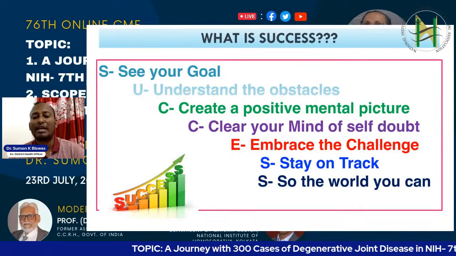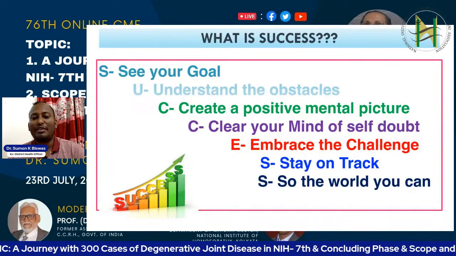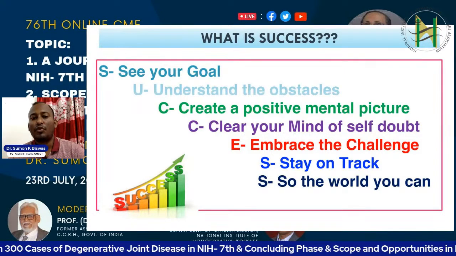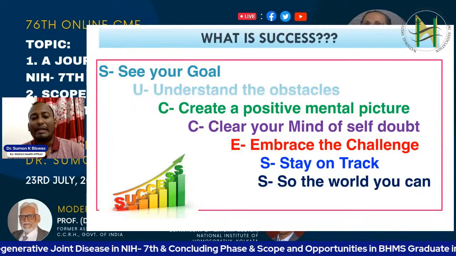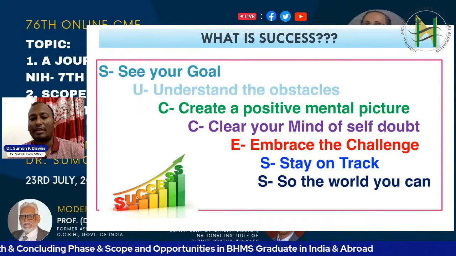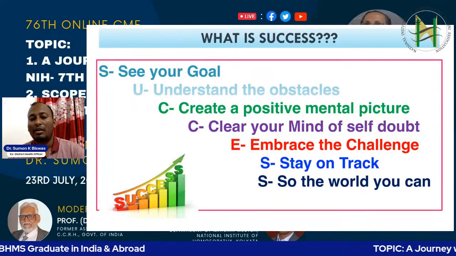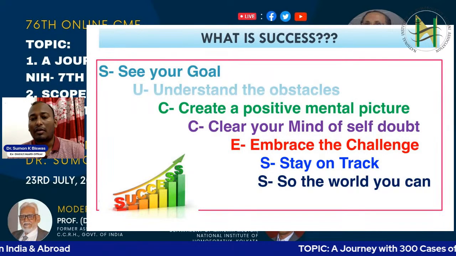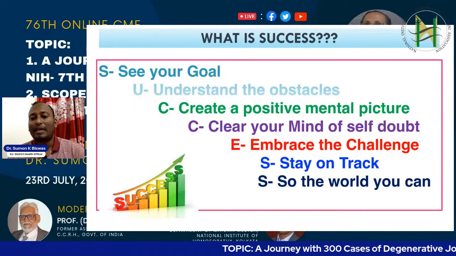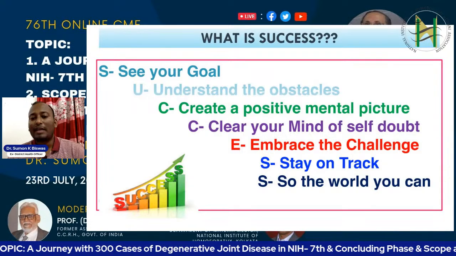I need to see my goal first, and later we need to understand the obstacle to reaching that goal and create a positive mental picture. This is a very important thing, create a positive mental picture. So my aim is fixed and I know the obstacle, what is obstructing my mental picture.